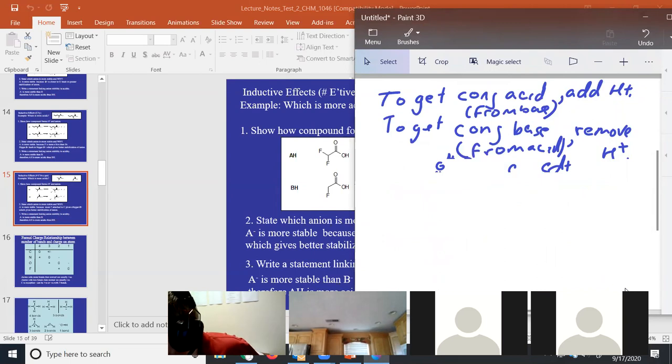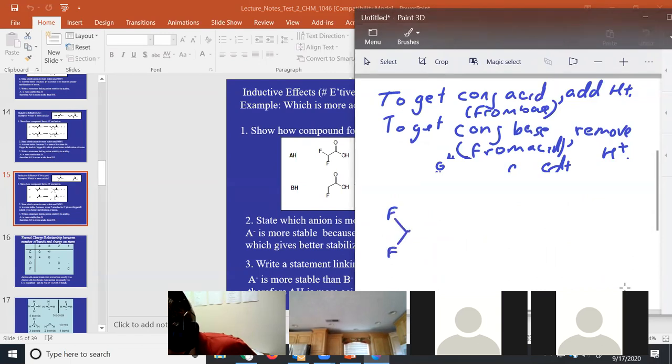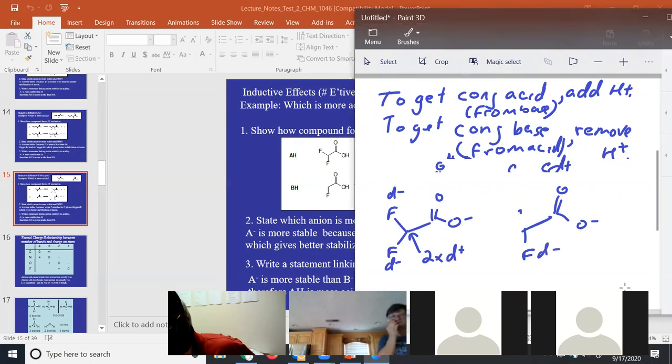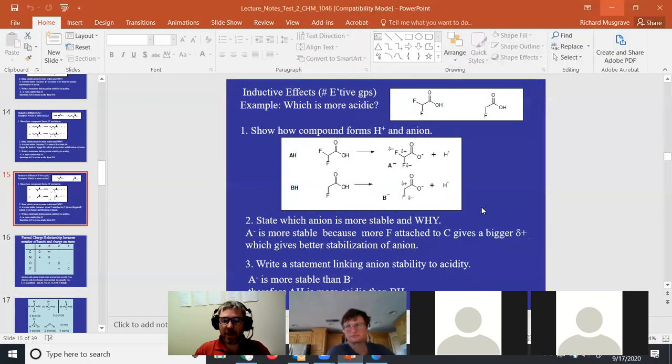is that if we have these two fluorines connected to the C, I'm just going to draw out the anions here, versus one fluorine connected to the C. We have delta minus on both of these Fs, which effectively means we've got double delta plus on that C versus one delta minus on the F in the second one and a delta plus on the C. So what happens is that the delta plus is double with two fluorines attached than what it is with one fluorine attached, which means that we're going to get much greater stabilization of the O negative when we have more fluorines or more electronegative atoms attached to the same atom. Does anybody have any questions?